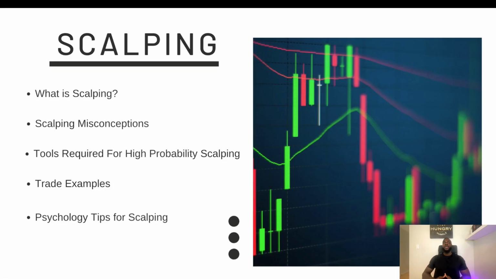Let's get to it. As we're getting into the video, the first couple things I want to go over are what is scalping, and some scalping misconceptions. These are myths that you may have heard about scalping that might be the reason why you're not interested in scalping. We're also going to be going over some tools required for high probability scalping, and these are the core aspect of my scalping trading strategy. When we're done, we're going to be going over some trade examples, putting those tools together and showing you how it works. Finally, we're going to be going over some psychology tips for scalping.